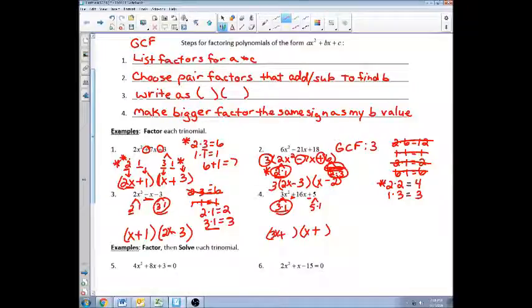Okay? So I need to have some combination of 3 times 1 and 5 times 1 that will get me to positive 16. If I try 3 times 5, that would get me positive 15. 1 times 1 would get me positive 1. Does 15 and 1 add to 16? Yes, it does. So here's where we need to be careful. I need to multiply my 3x by 5. Remember, the outers are going to multiply together and the inners are going to multiply together. So it would be 3x times 5, 1 times 1, and there is my factored form of number 4.